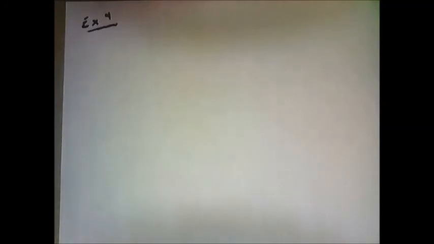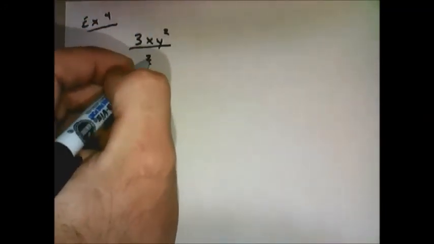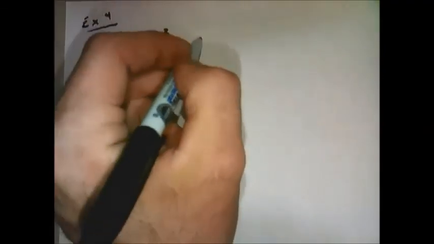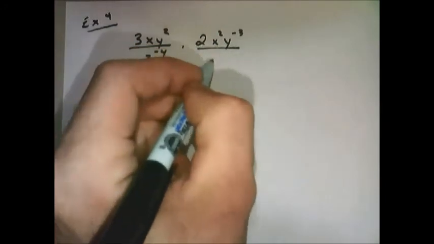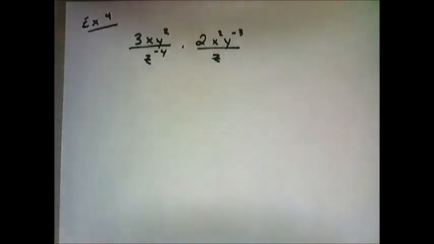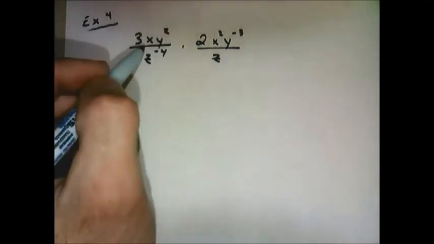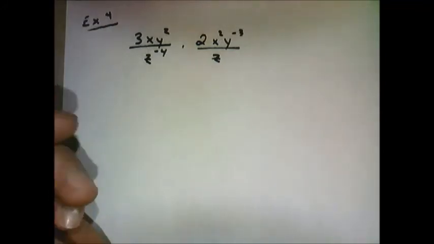And let's go ahead and look at one last example. I know it's getting to be a long one, but if we look at one last example, let's say I give you 3xy squared over z to the negative fourth times 2x to the second y to the negative third, and we'll put it over z. Here we have a fraction times a fraction. We're going to do this basically the same way. We're going to clean up each of the parts to start with, and then go ahead and multiply together.